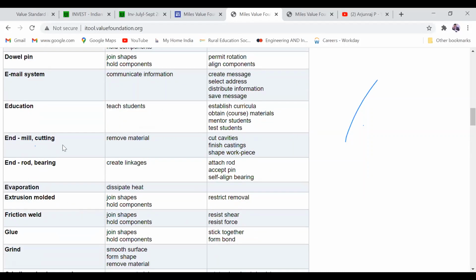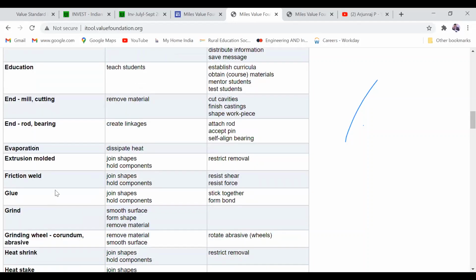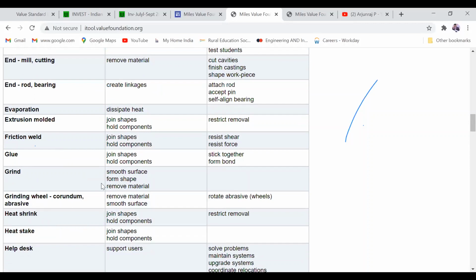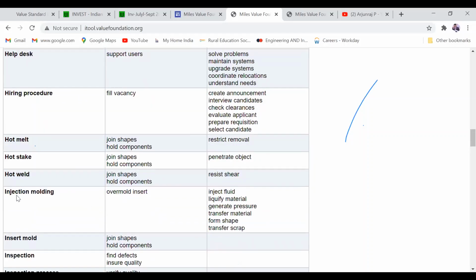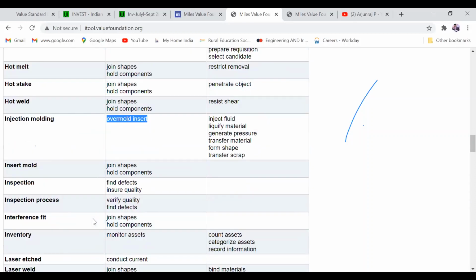Bearing means milling machine, cutting machine. Okay, so what else? Welding is used for joining shape. Grinding machine: why do you need a grinding machine? To smooth the surface. Even in grinding, you are also going to remove the material and form the shape. Injection molding machine: why do you need the injection molding machine? To overmold inserts, right?